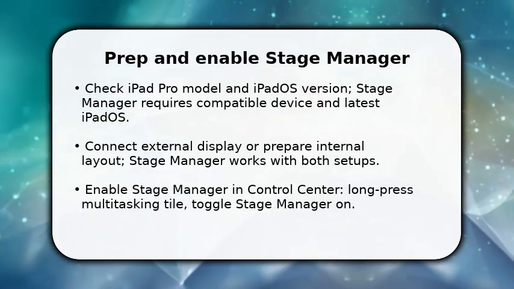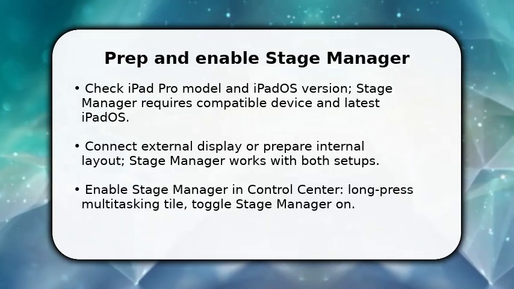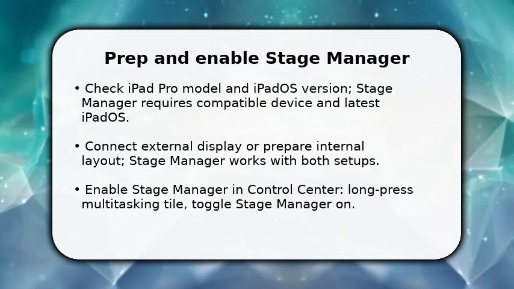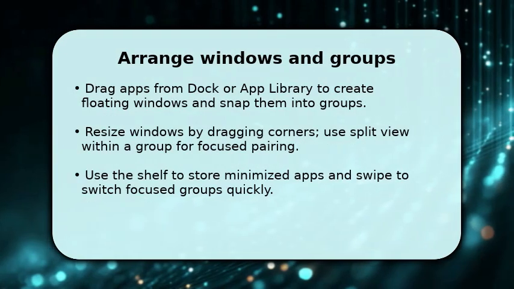Once done, arrange a primary app window and drag another app from the dock to create a separate window. This gives you an active workspace for multitasking and window grouping right away. Now you refine how apps sit together.